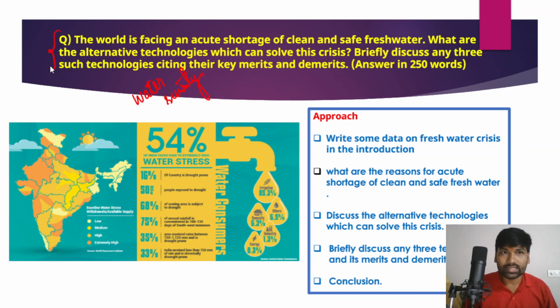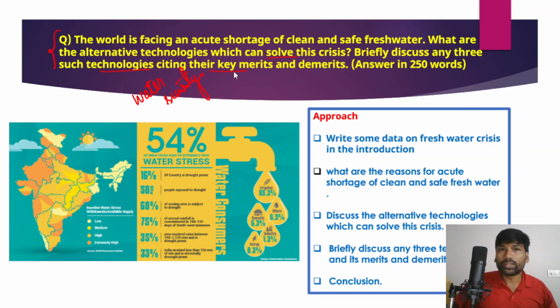So the question is, the world is facing an acute shortage of clean and safe fresh water. This is a statement which is given in the question. And what are the alternative technologies which can actually solve this crisis, right? What are the technologies which can help solve this crisis? And then briefly discuss any 3 such technologies, citing their key merits and demerits. So this question has 2 different parts.